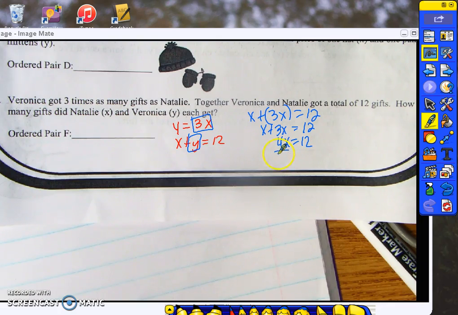And 4 times x, I have to divide by 4 to get x by itself. 12 divided by 4 is 3. If Veronica got 3 times as many gifts as Natalie, 3 times 3 is 9. So I'm going to go to the right 3, up 9, and label it F.